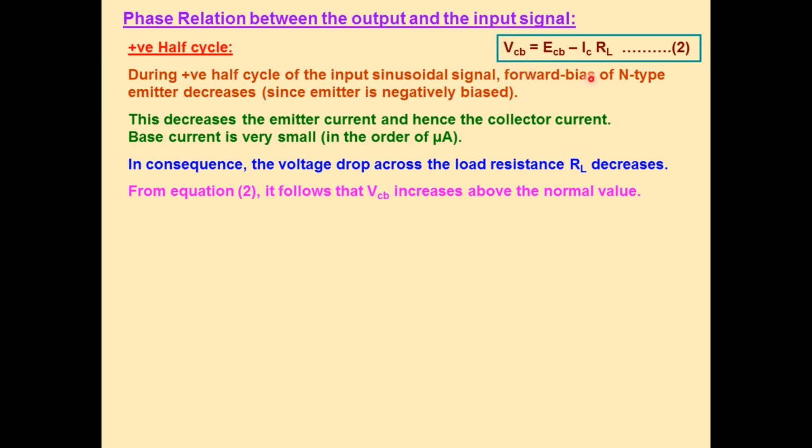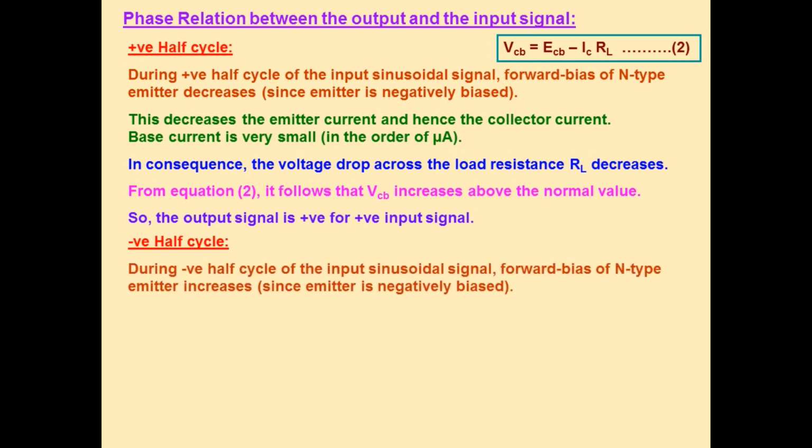So by decreasing IC value, there will be decrease in voltage drop. So VCB increases. So the output signal is positive for positive input signal. VCB, voltage across base and collector, increases. So output is positive for positive input signal. Already I mentioned in the graph.